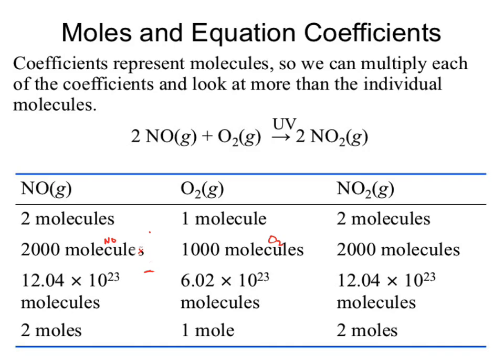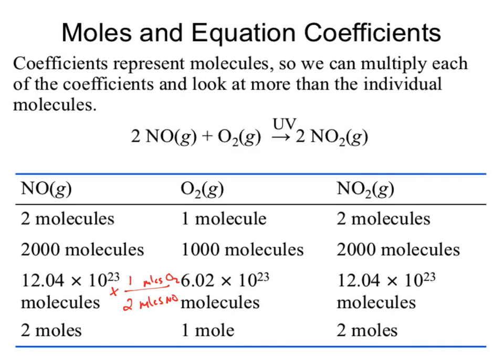1,000. Okay. What if I scaled up even more? Okay, I scaled up to 12.04 times 10 to the 23rd molecules. Man, that's a big number. How would I convert that into molecules of O2? Same way, the exact same way, with our molecules of NO, molecules of O2, 1 and 2. What is 12.04 times 10 to the 23rd divided by 2? 6.02 times 10 to the 23rd. Wow, that was kind of neat.